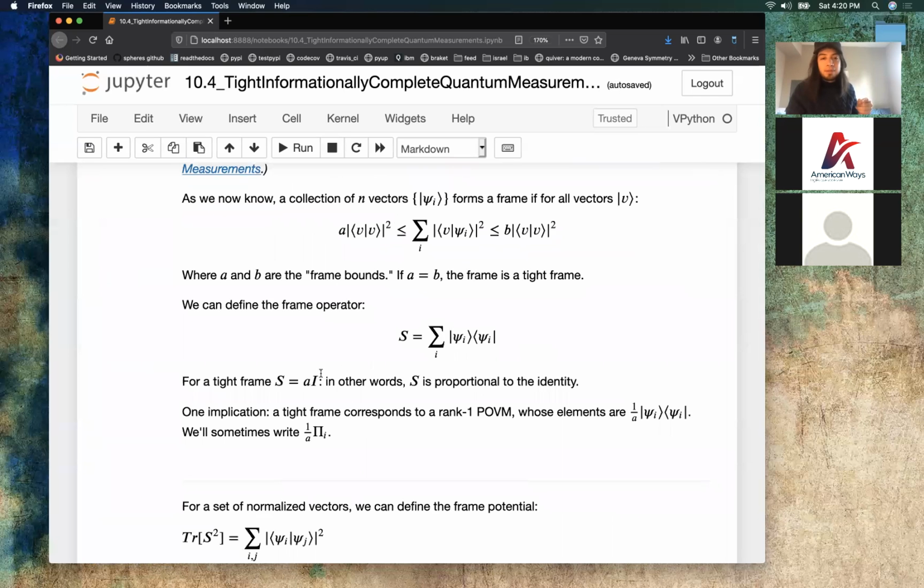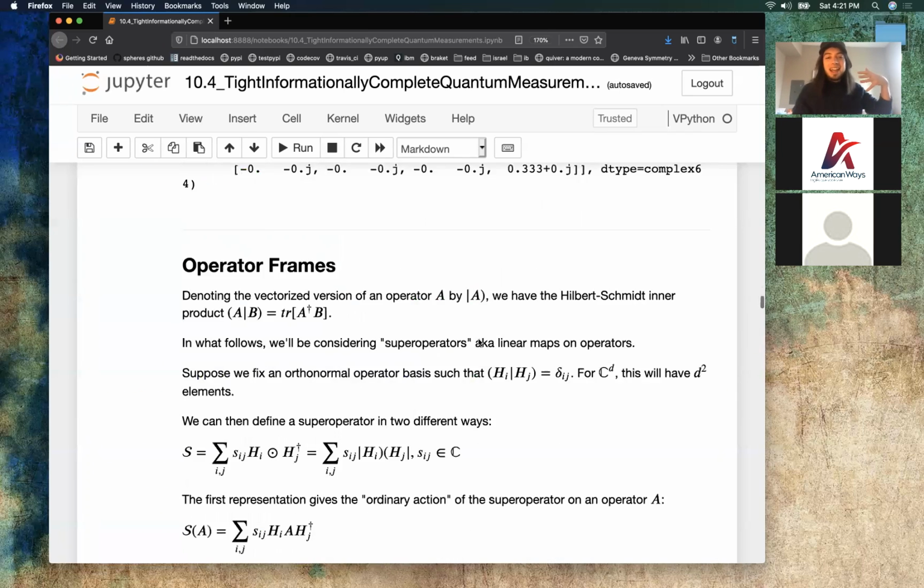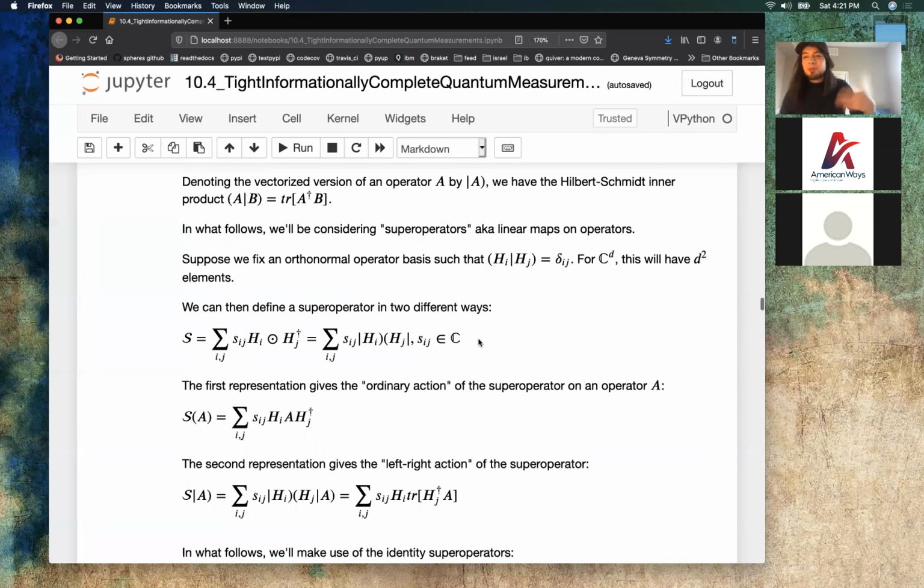Each POVM element is proportional to a projector onto the frame vectors, and the condition of tightness was that this has to sum to the identity, which was just the constraint on a POVM, that the elements have to sum to the identity. So a rank 1 POVM is the same thing as a tight vector frame. But a tight operator frame, in contrast, can't be a POVM.